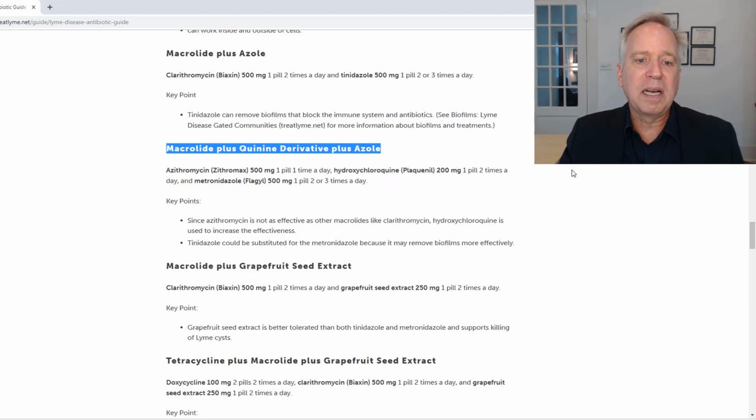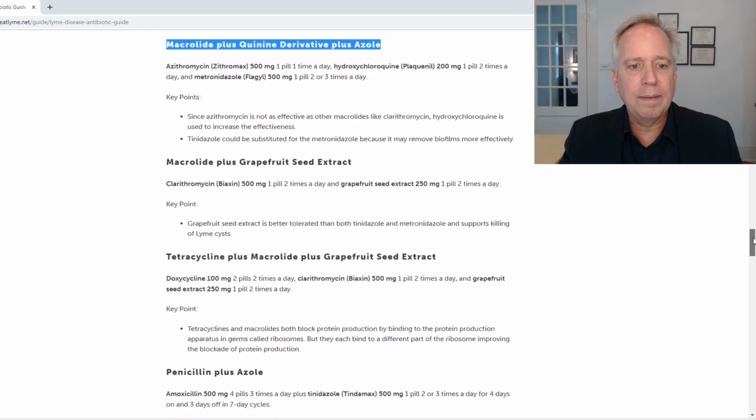Another combination you could put together is a macrolide plus a quinine derivative plus an azole. All right, so it'd be like Zithromax along with Plaquenil. And what the Plaquenil is doing in here is it's helping the Zithromax work better at treating the spirochete and also at treating intracellular Lyme by making the inside of those more basic, less acidic, okay? All right? And then the Flagyl here, which would be your azole, would be your anti-cyst agent, all right?